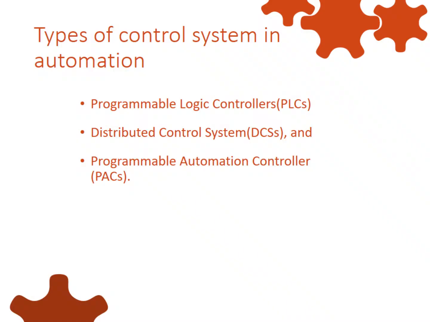There are three main control systems used in automation: PLCs, Programmable Logic Controllers, DCSs, Distributed Control Systems, and PACs, Programmable Automation Controllers. Each one plays a key role in how machines communicate and operate.